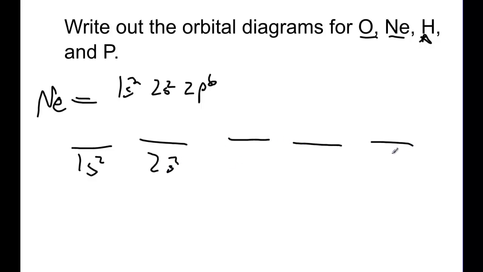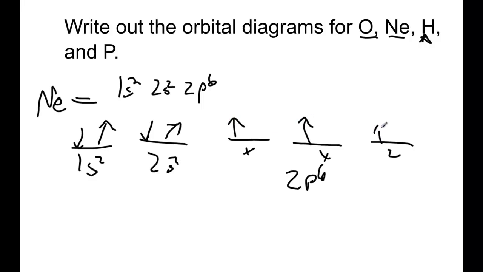1, 2, 3. Alright. Remember, this is the x, the y, and the z. So 1 down, 1 up, 1 down, 1 up to represent the 2 there. Now we've got 6. So 1 up, 1 up, 1 up, 1, 2, 3, 4, 5, 6. All done. So this one would be neon.